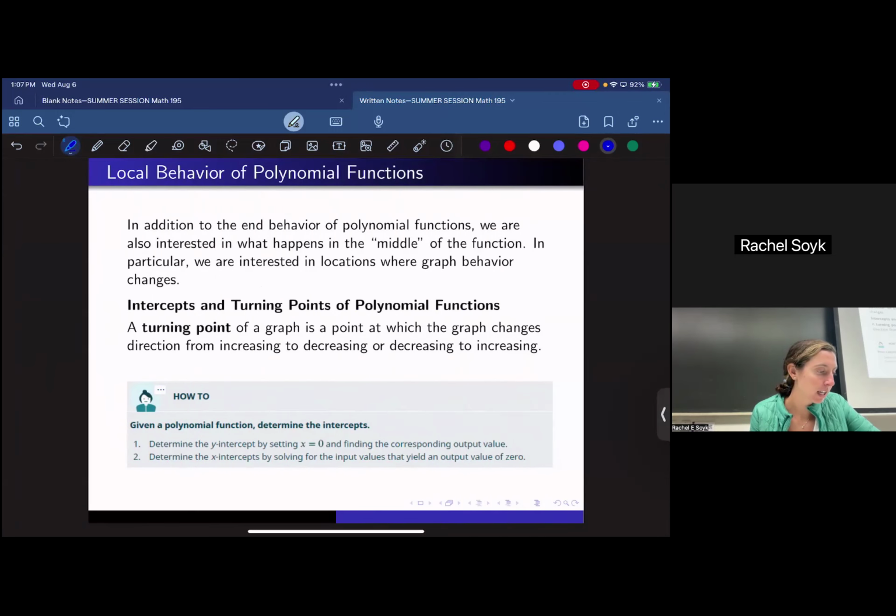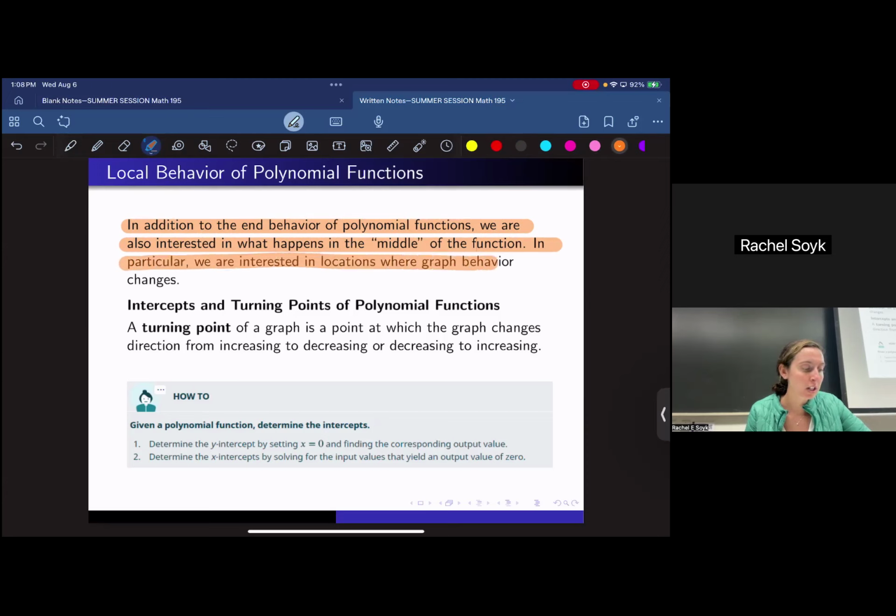Right. So our next slide is talking about the local behavior of polynomial functions. I'll read this slide for you. In addition to the end behavior of polynomial functions, we're also interested in what happens in the middle of the function, aka some turning points. In particular, we're interested in locations where graph behavior changes from increasing to decreasing or decreasing to increasing. So what are these known as? These are known as turning points of polynomial functions.